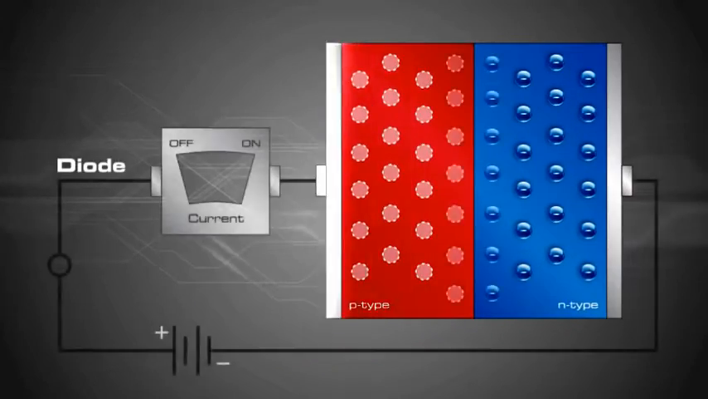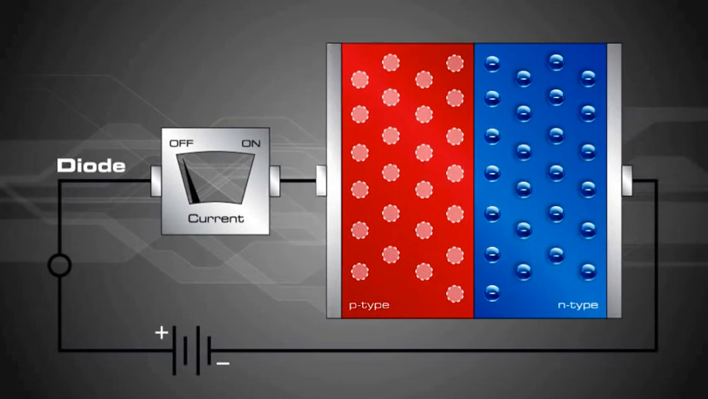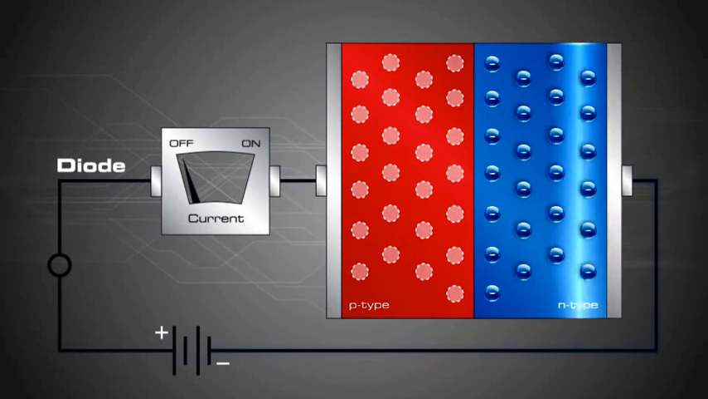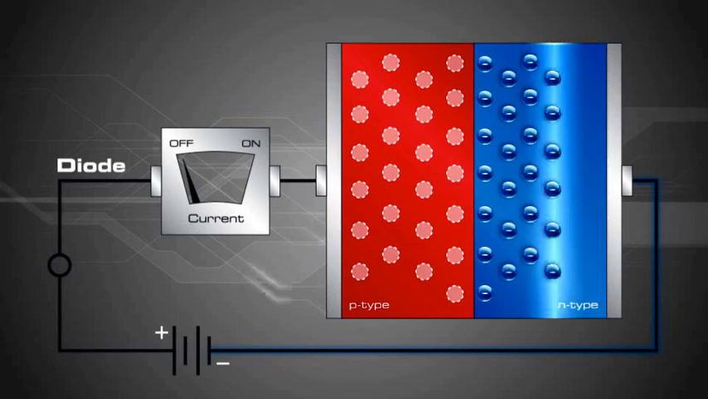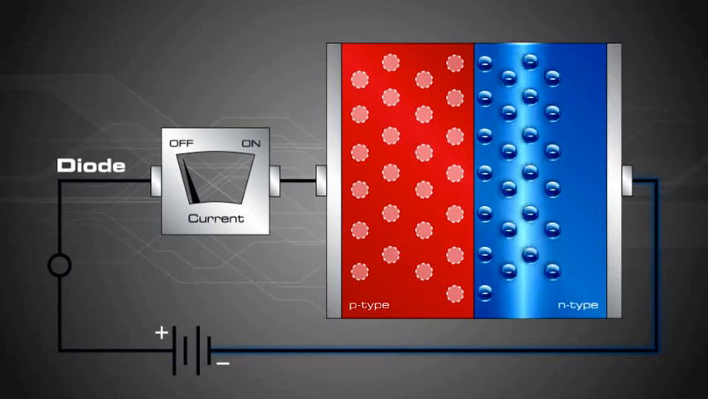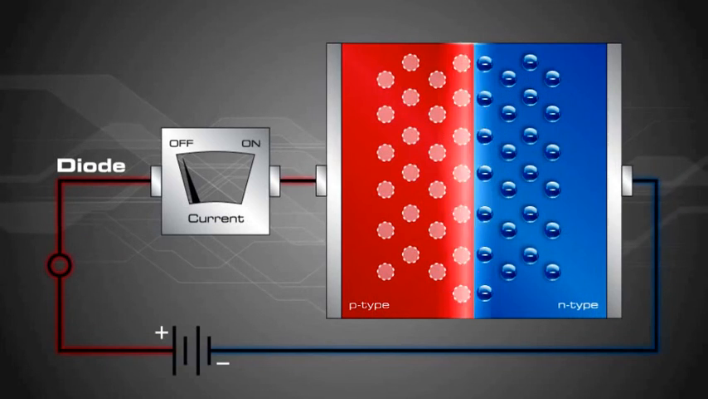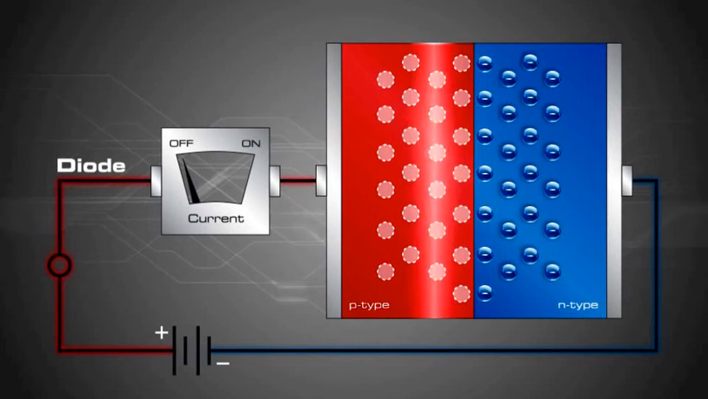Now let's connect the diode to an external power source, a battery with a light and a current meter that indicate current flow. The negative terminal of the battery is connected to the n-type silicon. We know that like charges repel, so the free electrons are pushed toward the PN junction. Similarly, the holes are repelled by the positive terminal of the battery toward the PN junction.